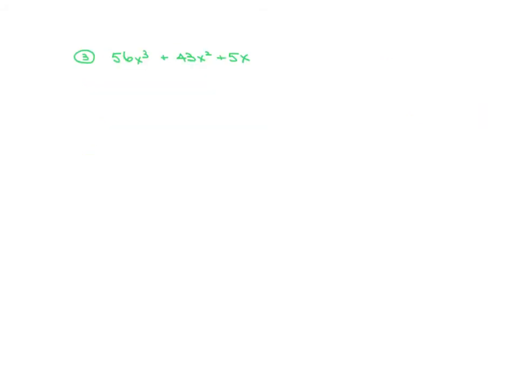All right, here's our last example. Now I look at this and I go, oh, it's not a quadratic. Oh, but I see there's a GCF of x. So I'm going to always start by looking for a GCF and factoring that out. I can factor an x out. I'm left with 56x squared plus 43x plus 5.